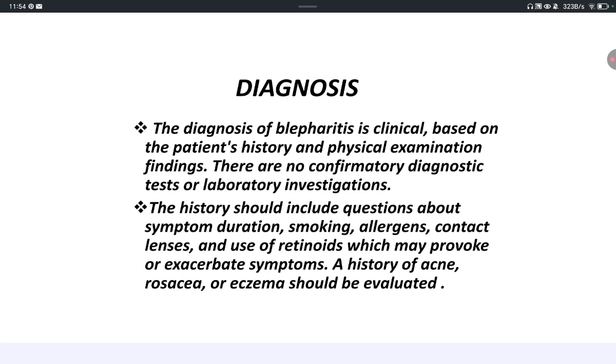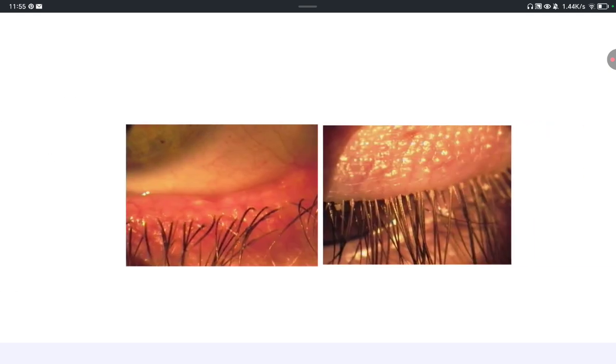The history should include questions about symptom duration, smoking, allergens, contact lenses, and use of retinoids, which may provoke or exacerbate symptoms. A history of acne, rosacea, and eczema should be evaluated. There is no exact diagnosis; we can observe and analyze according to the symptoms, and as per the symptoms we can get close to the diagnosis.